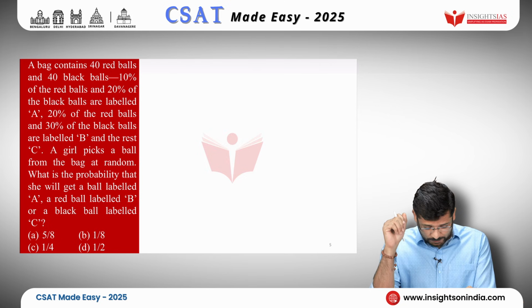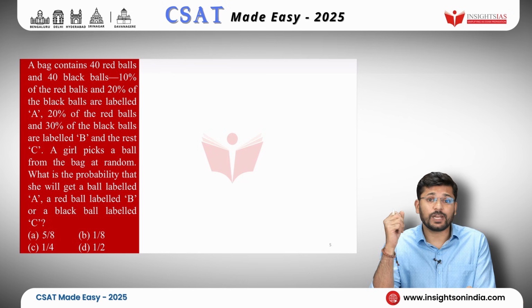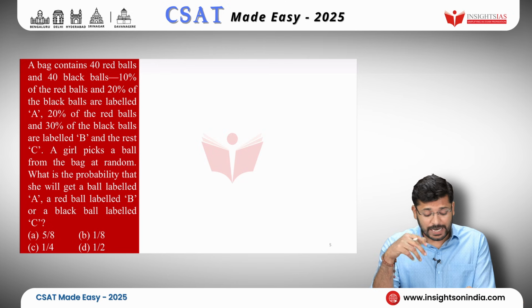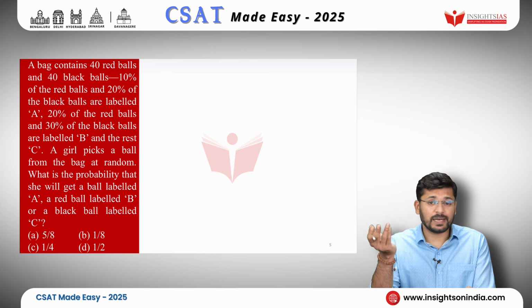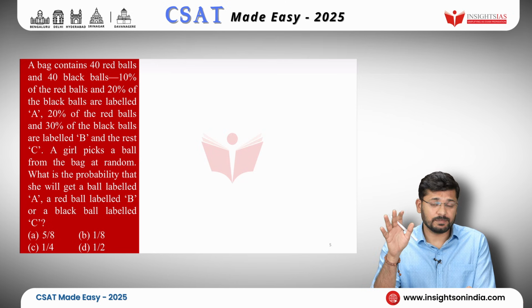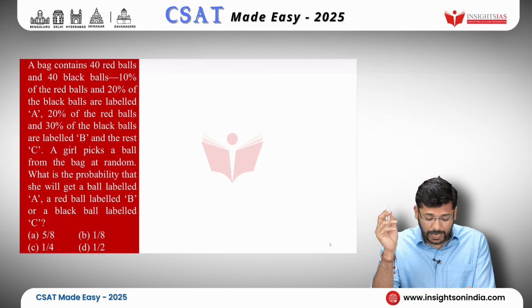Let's take a look at it. A bag contains 40 red balls and 40 black balls. 10% of the red balls and 20% of the black balls are labeled A. 20% of the red balls and 30% of the black balls are labeled B, and the rest C. A girl picks a ball from the bag at random.